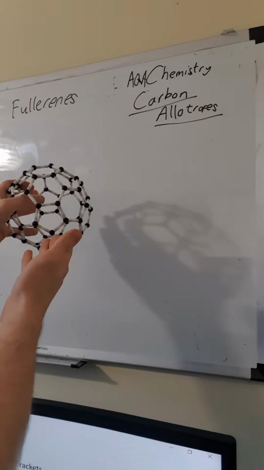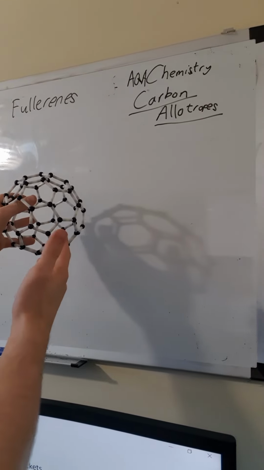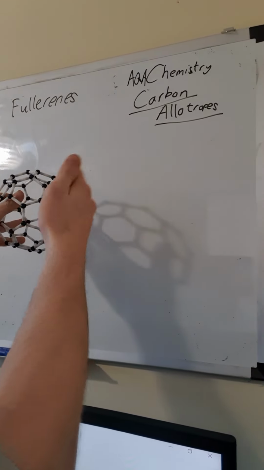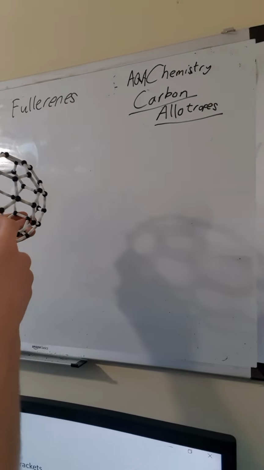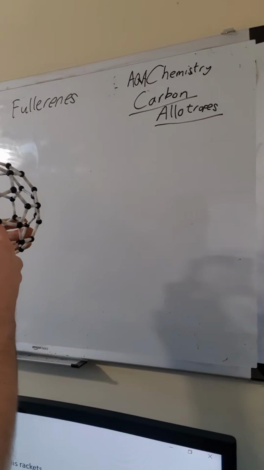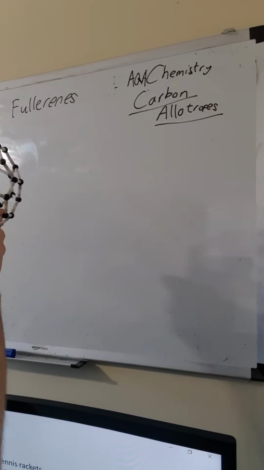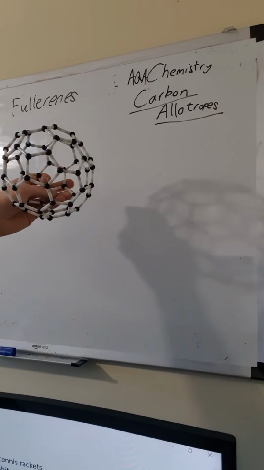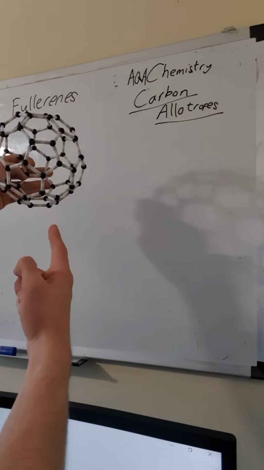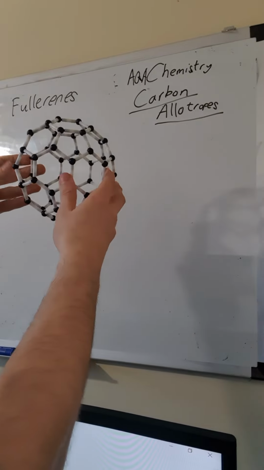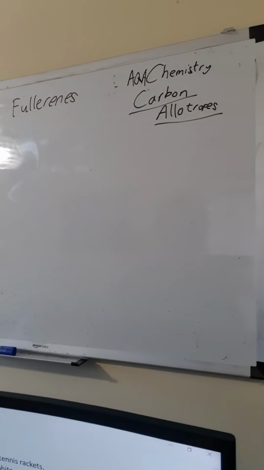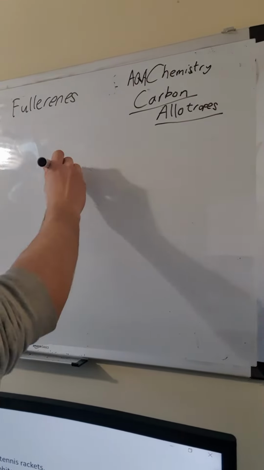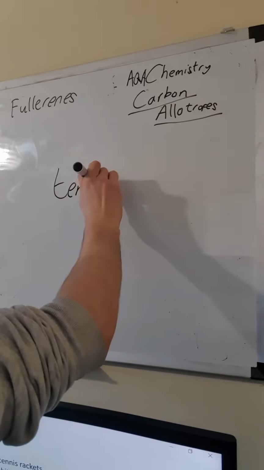This is a ball. However, you can also have carbon nanotubes, which are circular in shape. However, all of them are hollow. And that's a really important part about fullerenes, because they can be used to transport drugs into the body because they're hollow. They also have a high tensile strength, which means they're very strong. And I'll write that down. High tensile strength.